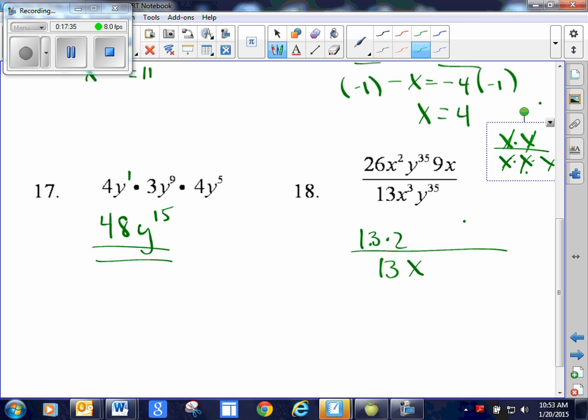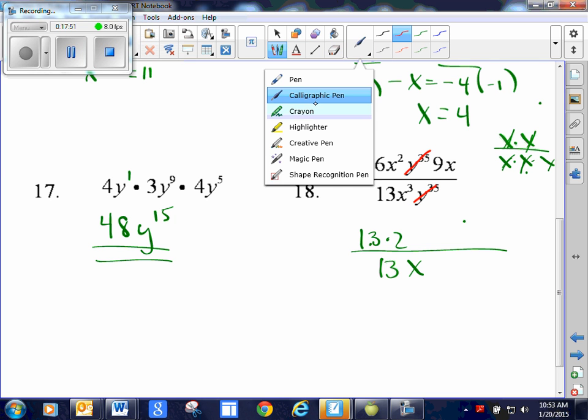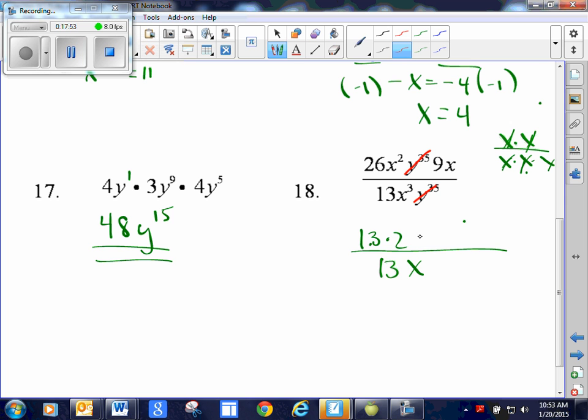Y to the 35th, anything divided by himself is 1. He's gone. Then we have the 9. Oh, really, my pen is messed up on me. Let's see if I can go back and get it. The 9x is right here. The 13s will cancel. This x will cancel with this one. And my answer ends up being 18.